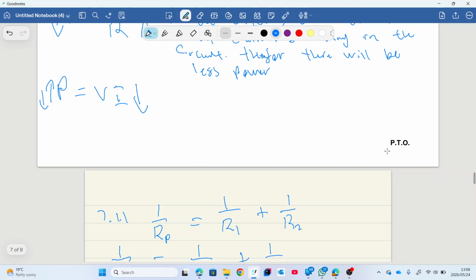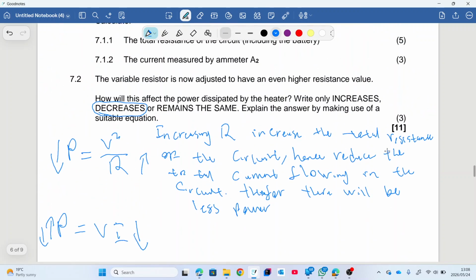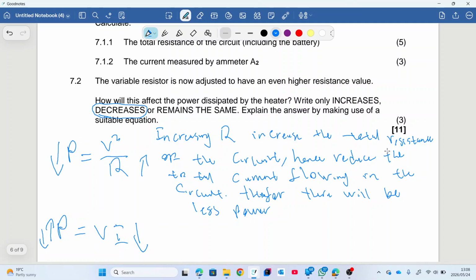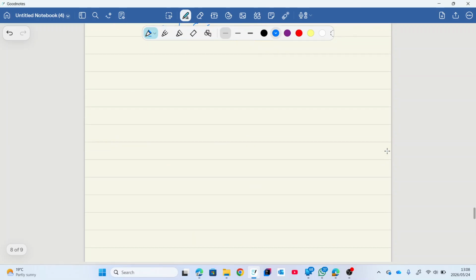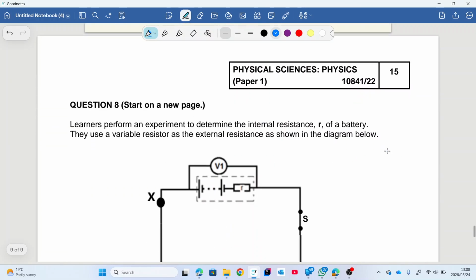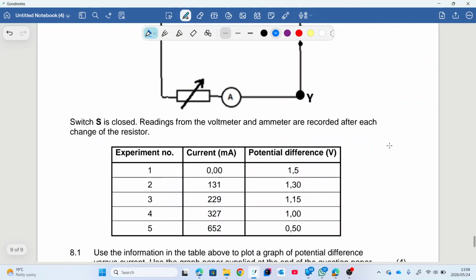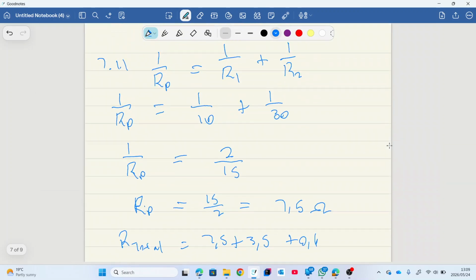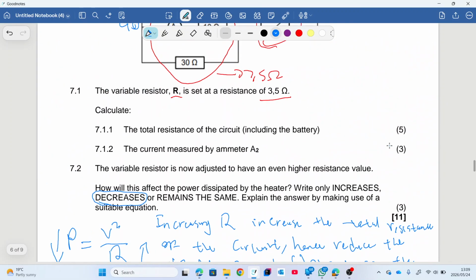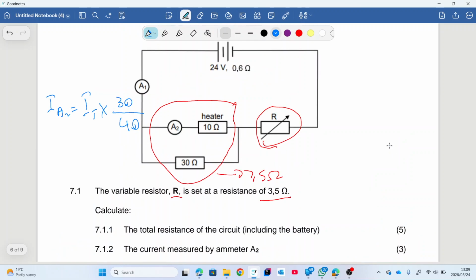Okay, that was the last of that question. This is a question in a practical format. You will do it as homework. It will just test your reasoning. So that we keep to your time, we will swap to paper two.